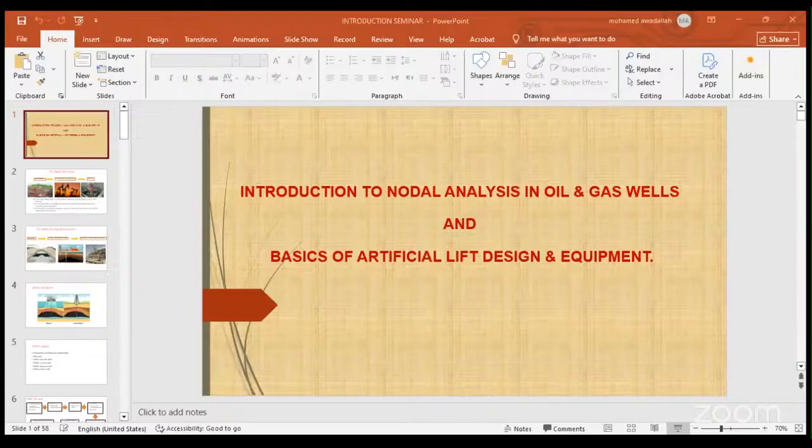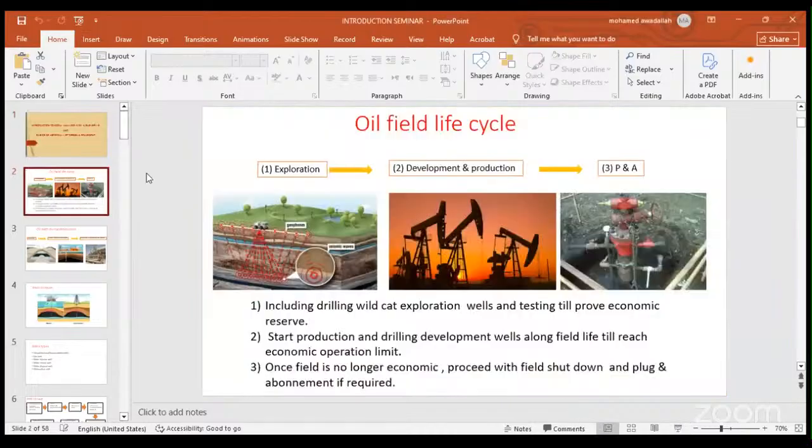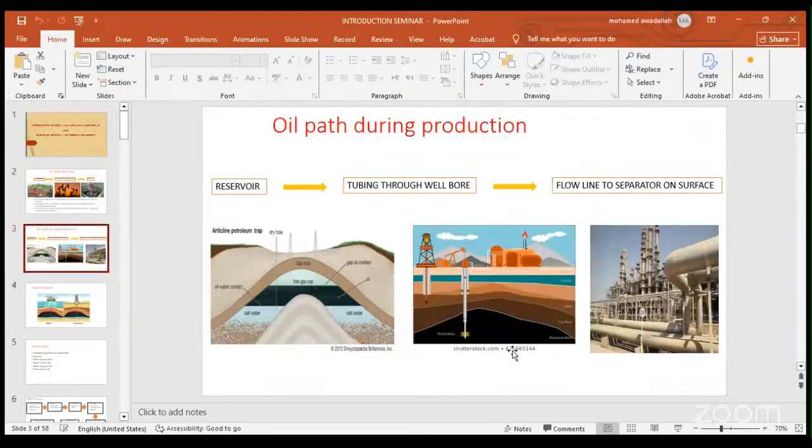If there is any problem with the sound, you can send me in the chat. Hello. The slide is not moving. So I didn't move to the next slide. Still on the second. It's showing only slide number 1. Still here. Yeah, now it's changing. So now we are on slide number 3. Is it clear? Yes, we are now on slide number 3.